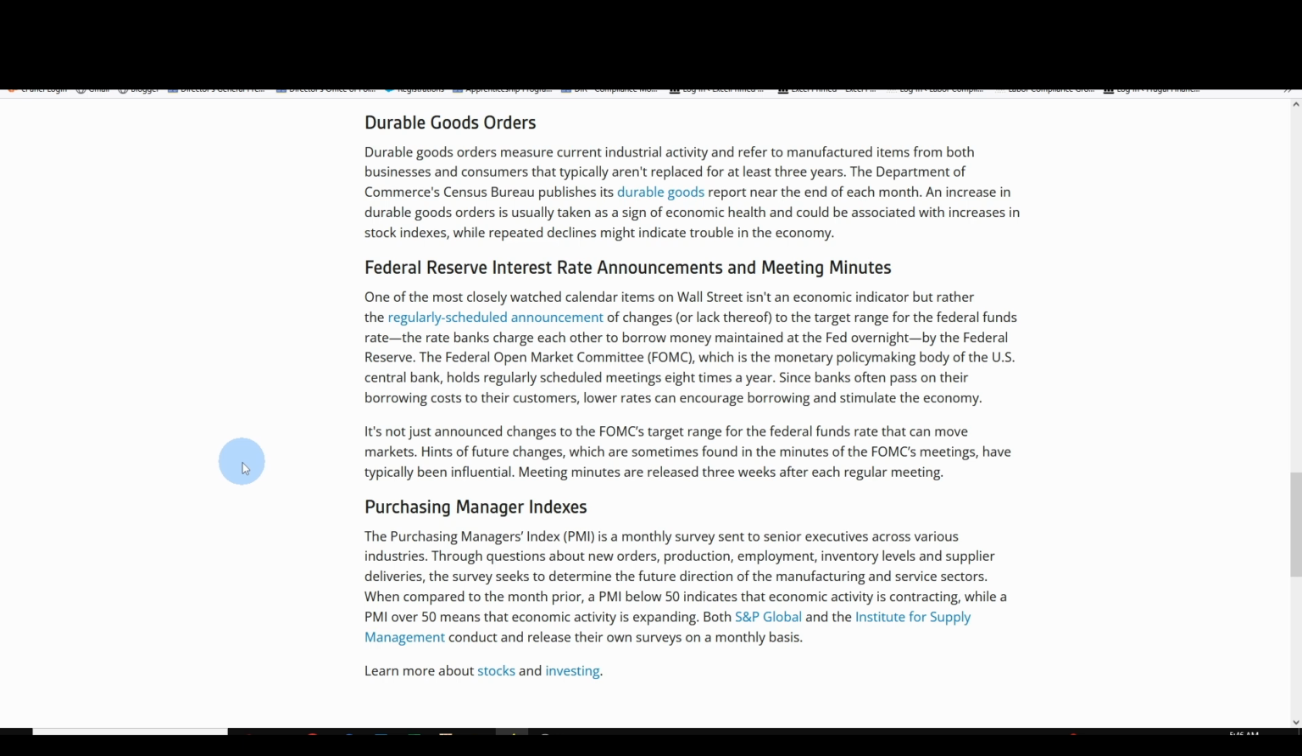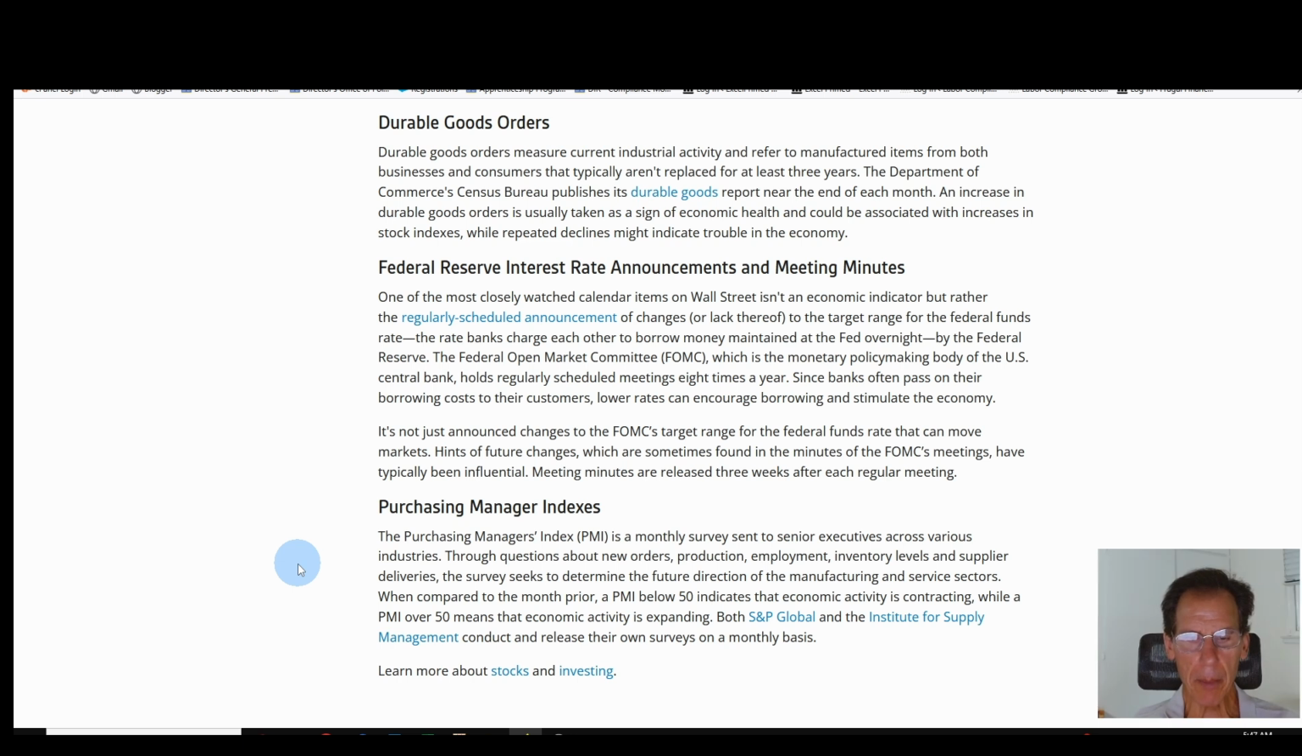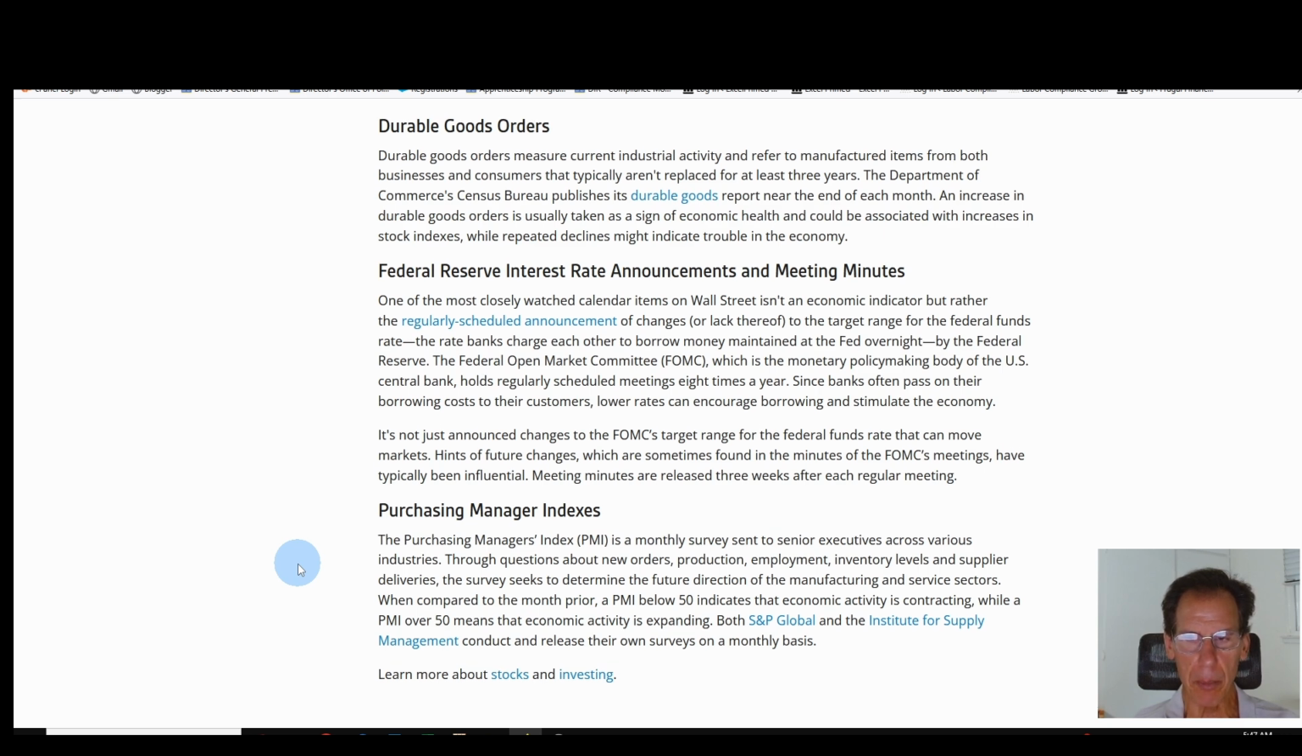Purchasing Managers Index. The Purchasing Manager Index, the PMI, is a monthly survey sent to senior executives across various industries. Through questions about new orders, production, employment, inventory levels, and supplier deliveries, the survey seeks to determine the future direction of the manufacturing and service sectors. When compared to the month prior, a PMI below 50 indicates that economic activity is contracting, while a PMI over 50 means that economic activity is expanding. Both S&P Global and the Institute for Supply Management conduct and release their own surveys on a monthly basis.